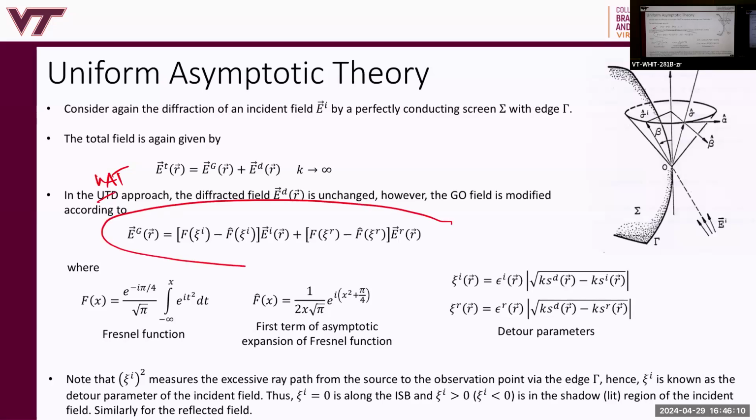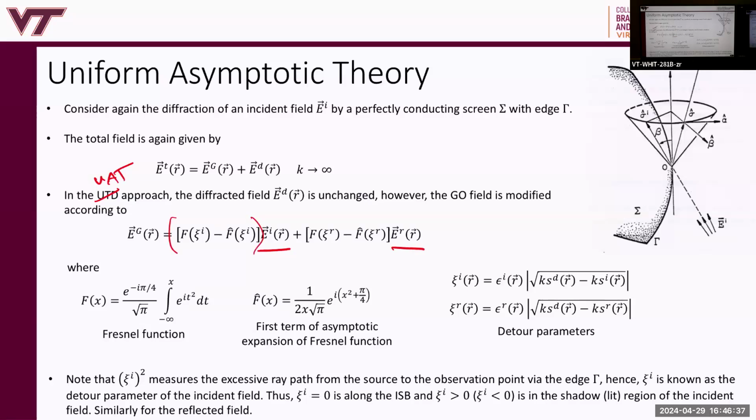The geometrical optics field is modified according to the following. All we do to correct for that problem with the geometrical theory of diffraction is we modify the incident field in this theory. In the uniform theory of diffraction, which we're going to learn next, we modify the diffracted field instead of the incident field. Incident and reflected. So what do we do in UAT? We modify the incident field and the reflected field to have these kinds of coefficients.